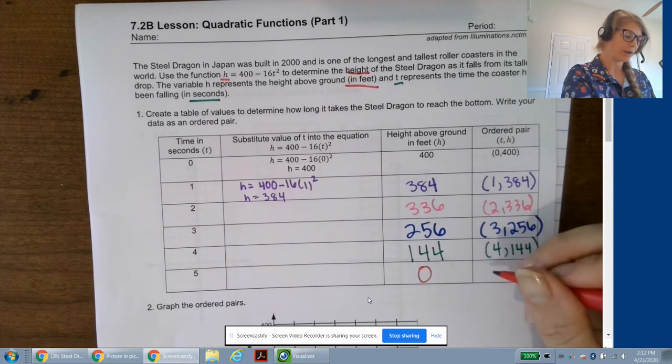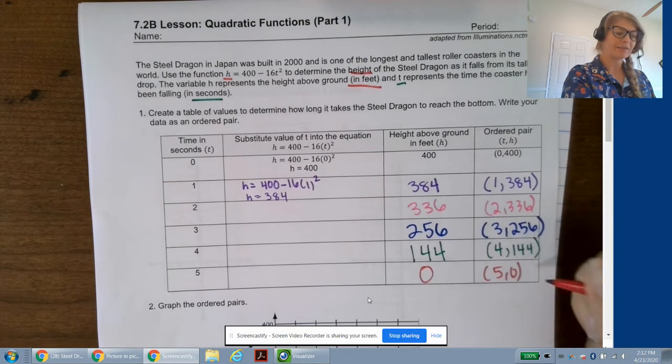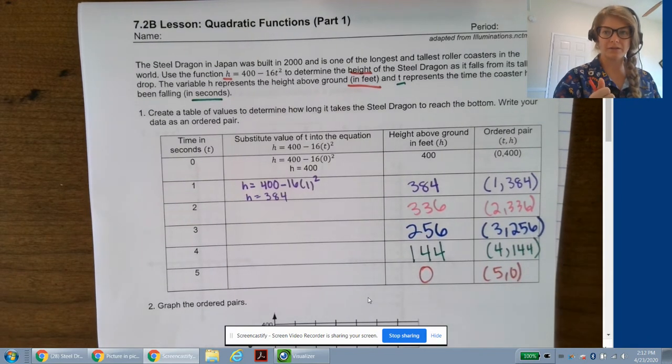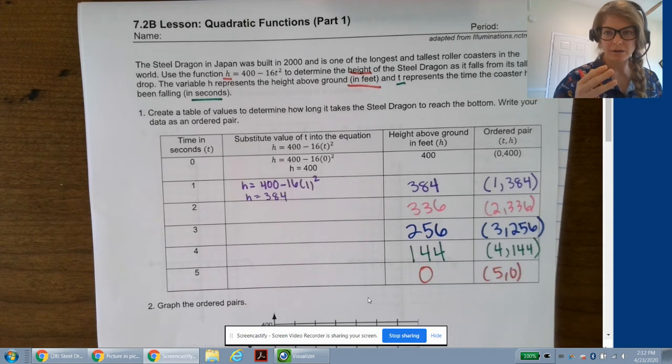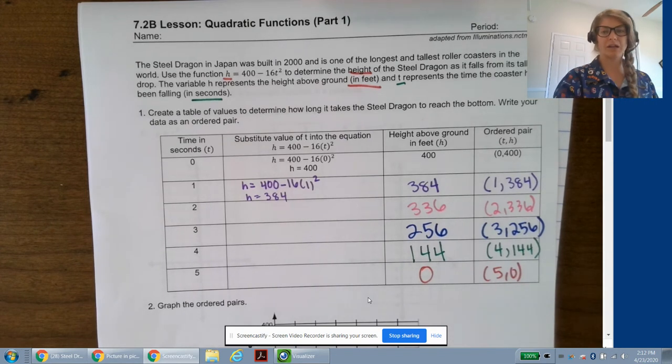Which means we reached the ground already. 5, 0. So 5 seconds. 1, 2, 3, 4, 5. And we dropped 400 feet. And your stomach's up there. So let's take a look.